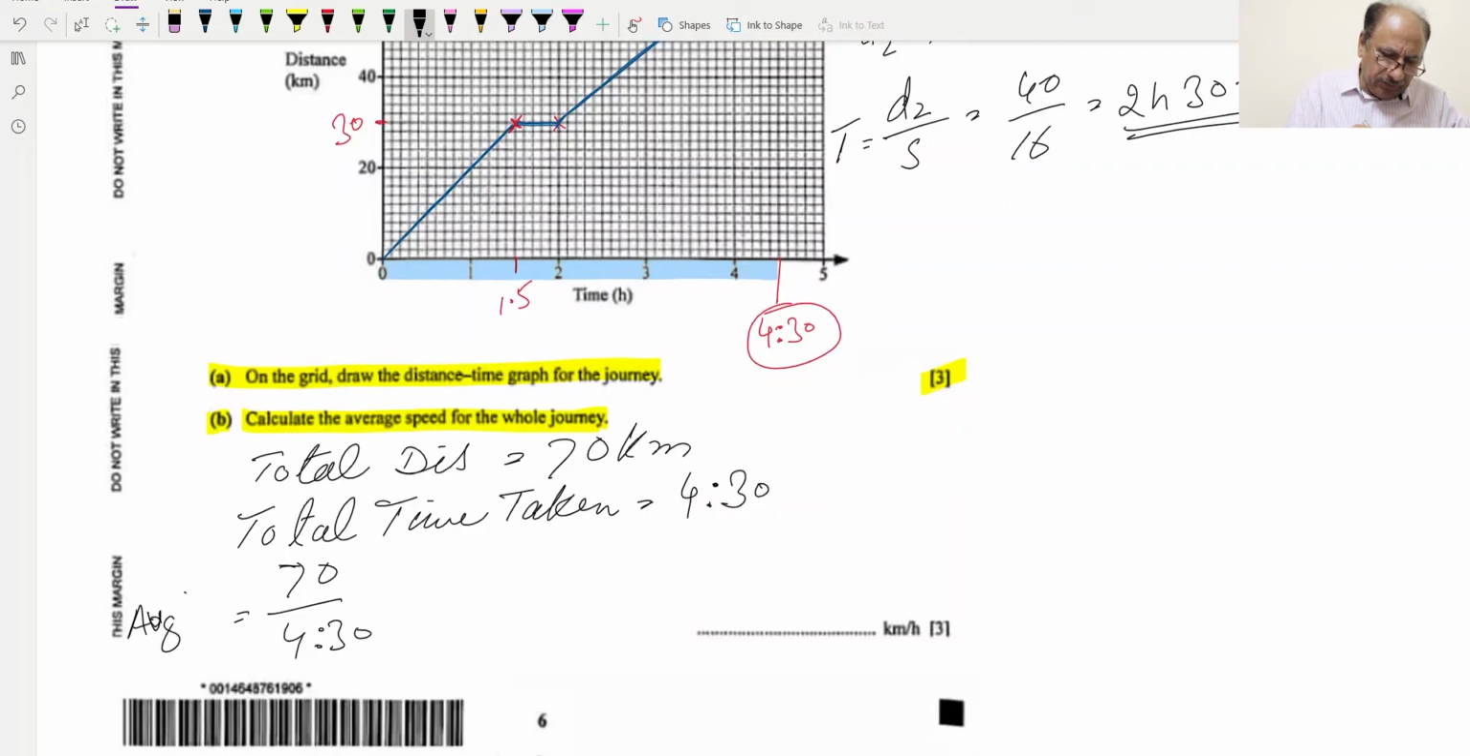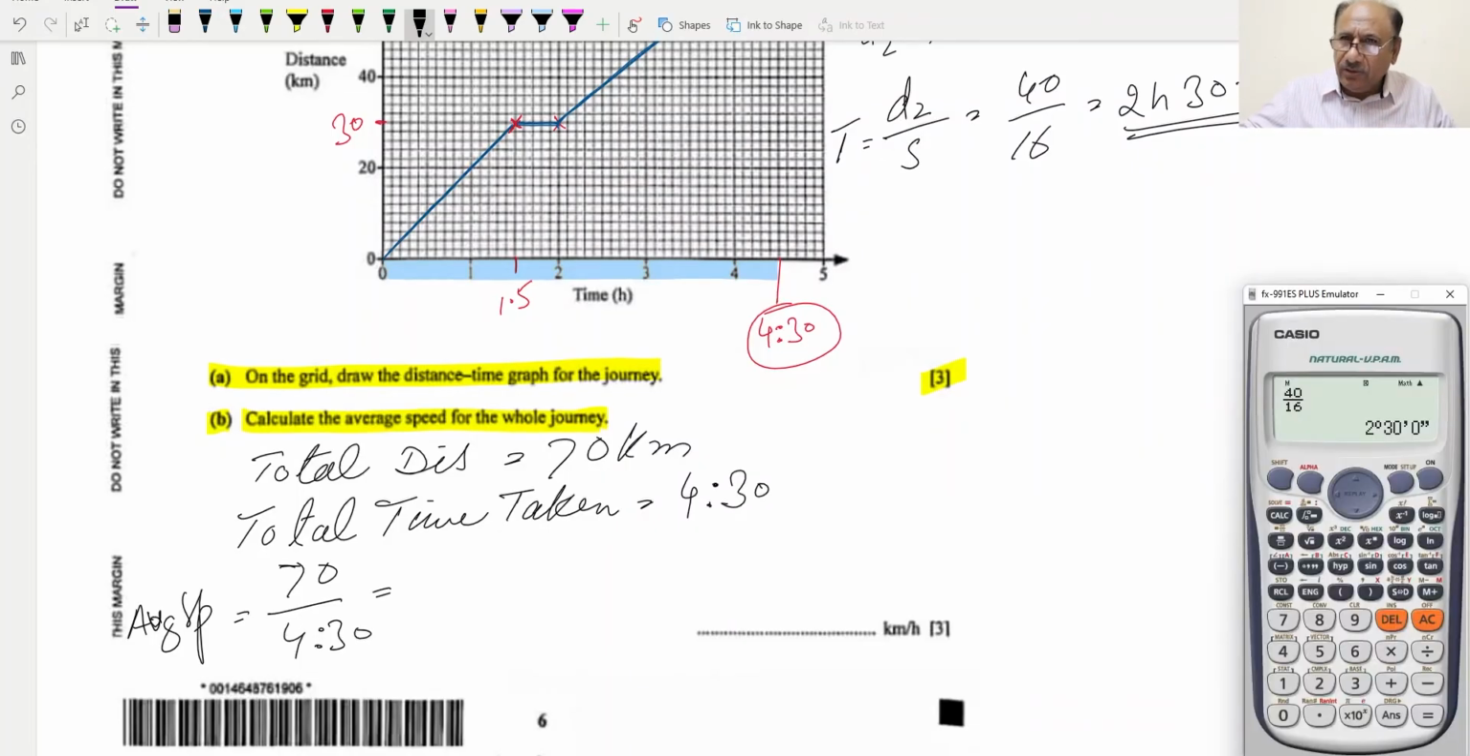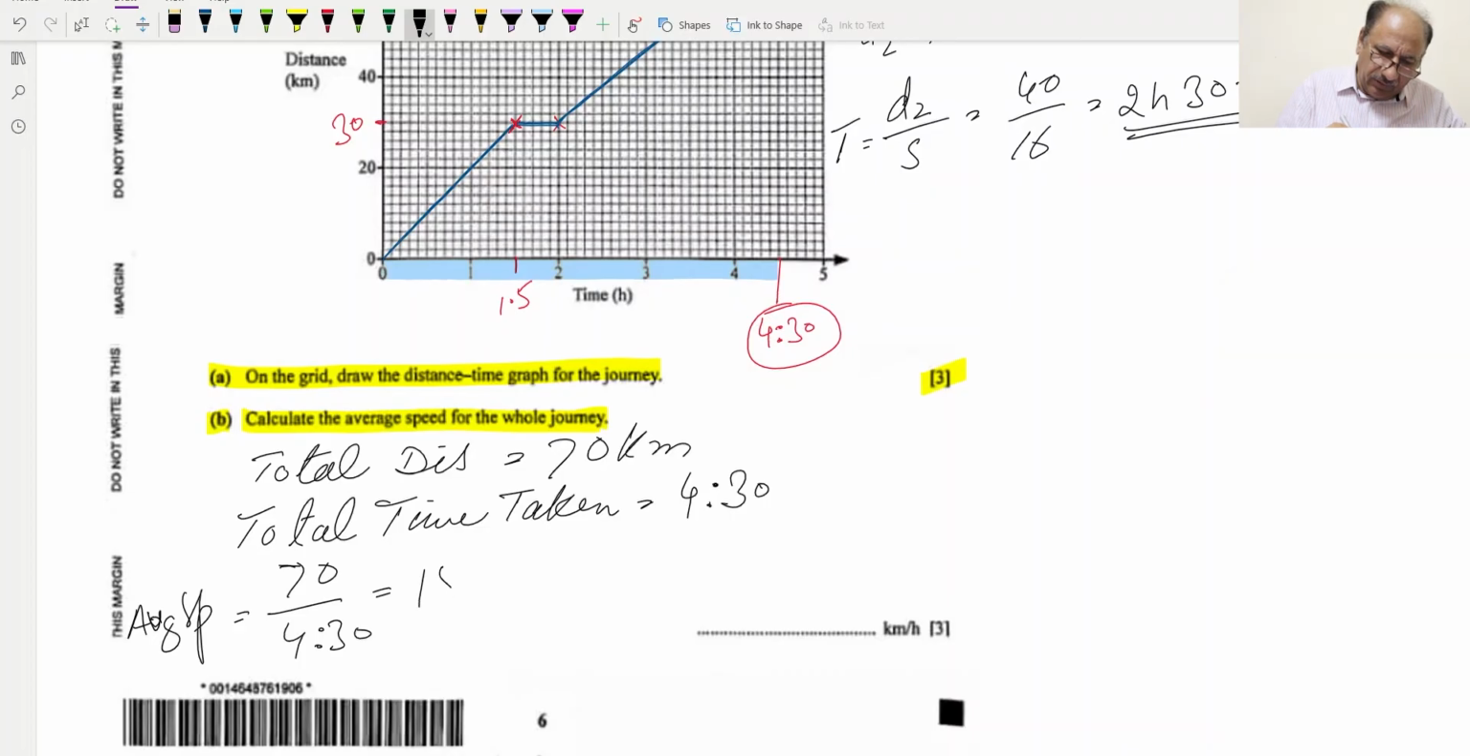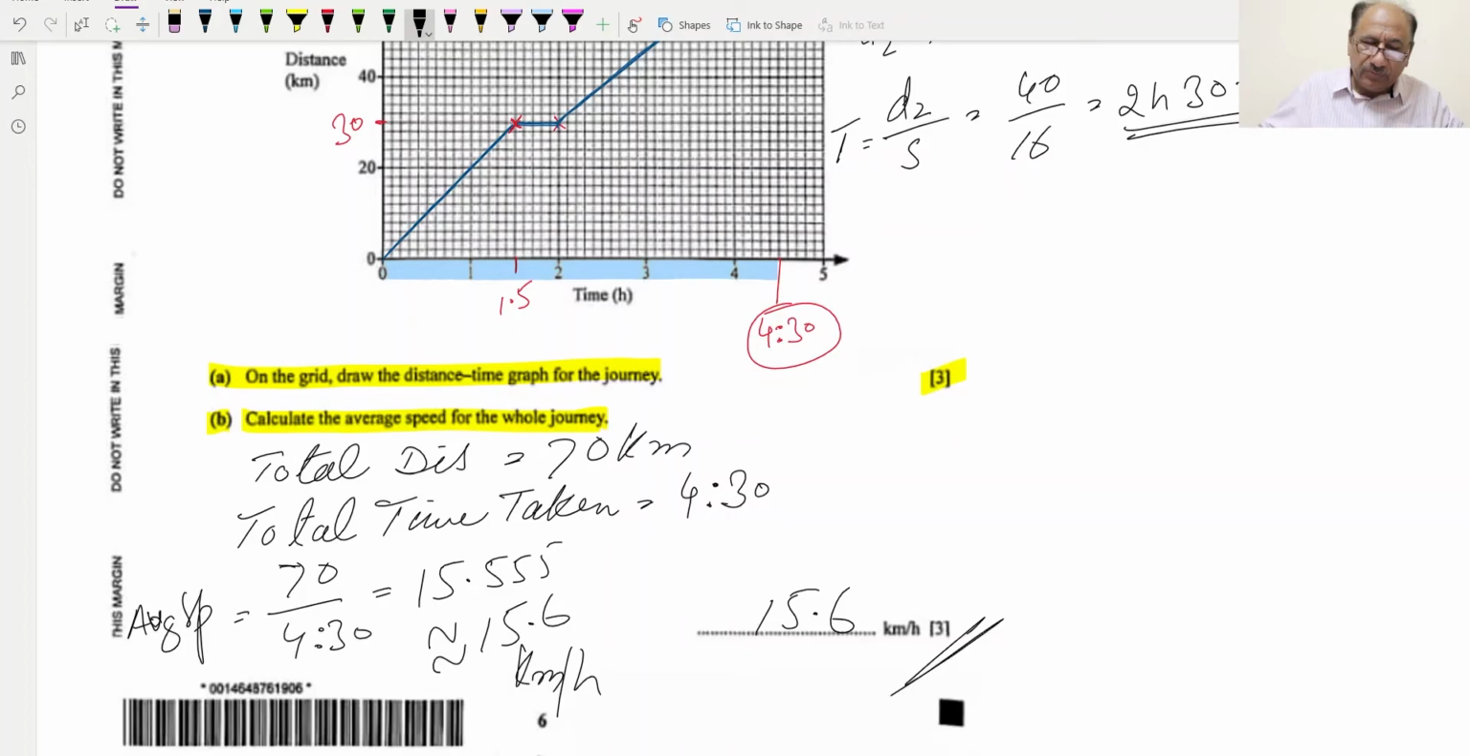So average speed will be equal to 70 divided by 4 hours and 30 minutes, and this will be equal to 15.555, so we can write approximately 15.6. This will be kilometers per hour, so we can write 15.6 kilometers per hour. 3 marks question which we have done.